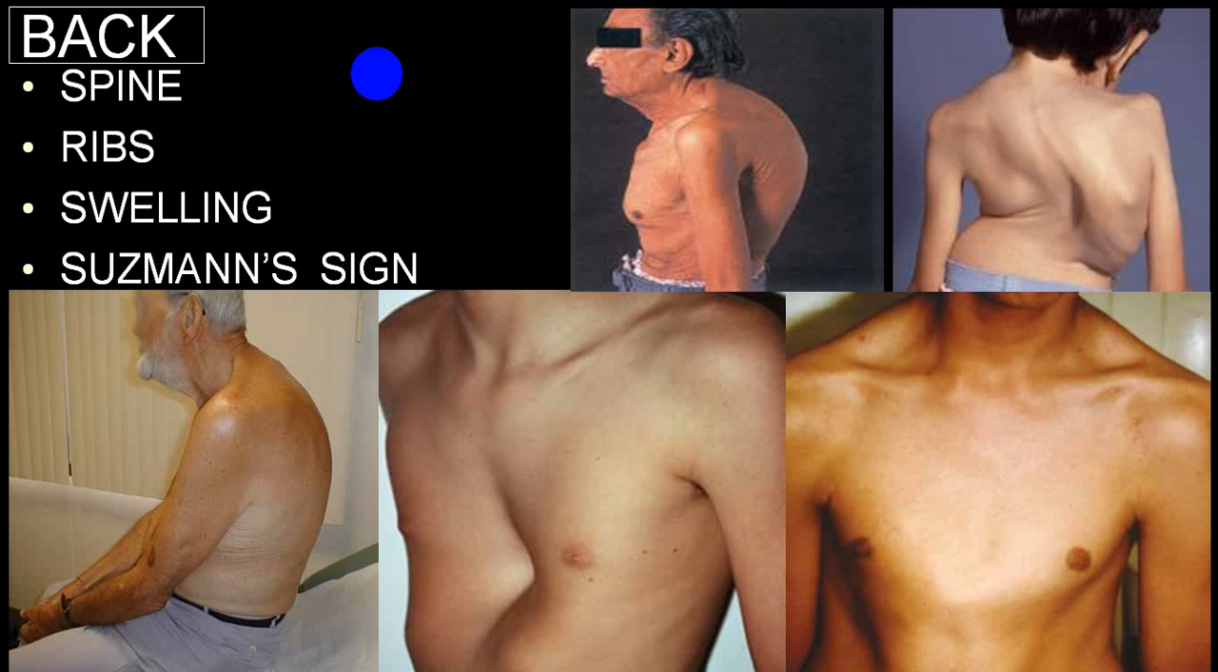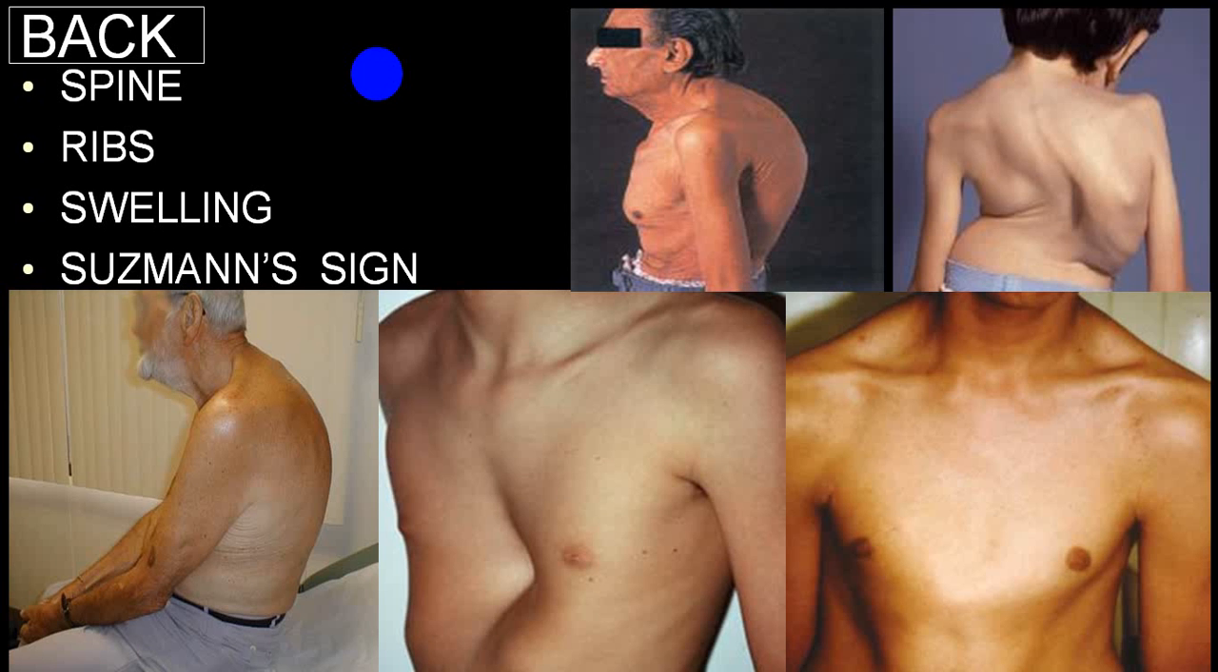We call it the Suzman sign. So when a person is bending down, you look tangentially at the intercostal space, and if you see a nice pulsation, which in a normal person is never visualized, if you can see it clearly, this is classical in case of coarctation of aorta, and we label that as a Suzman sign.